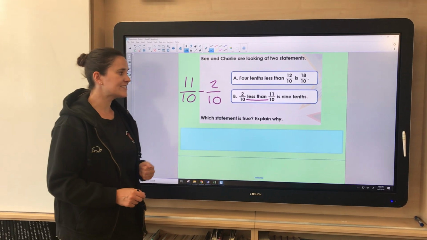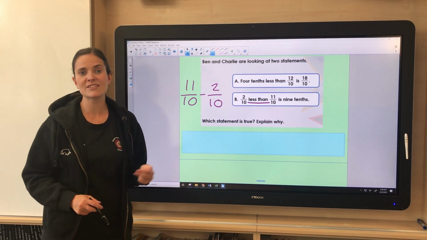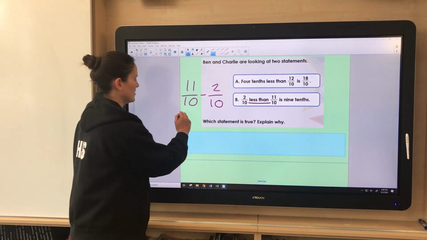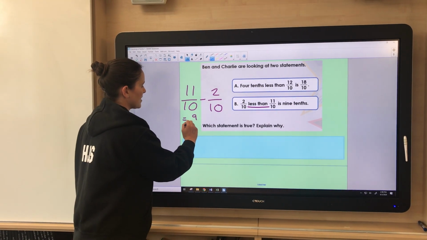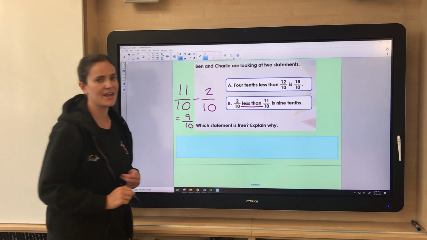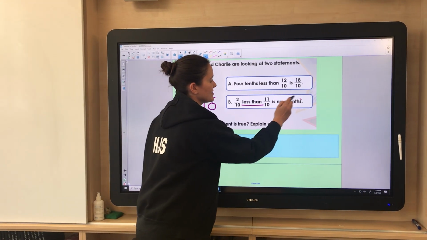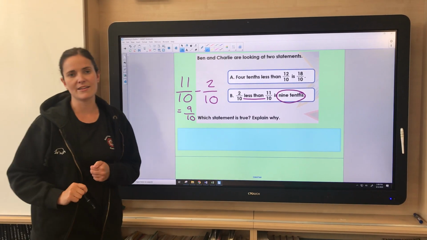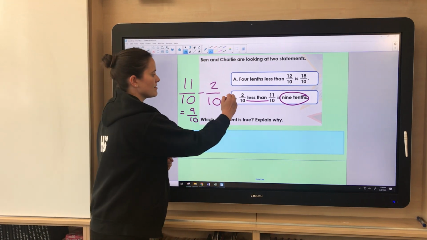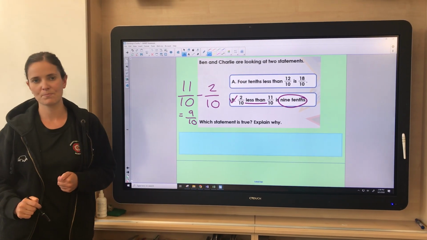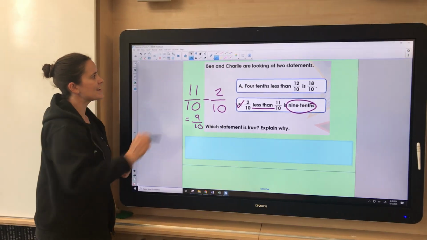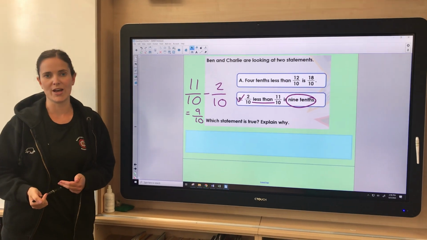Now I know that that is 9. 11 subtract 2 is 9. So my answer is going to be 9/10. And that is what the statement is telling us. So statement B is true. And you've now got to explain to me how you know that.